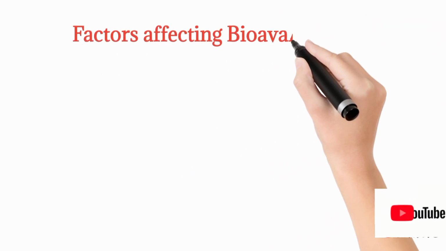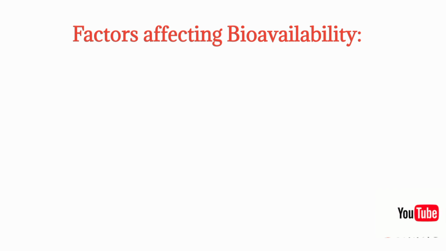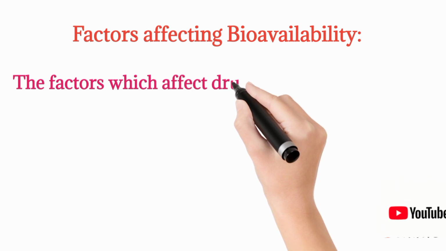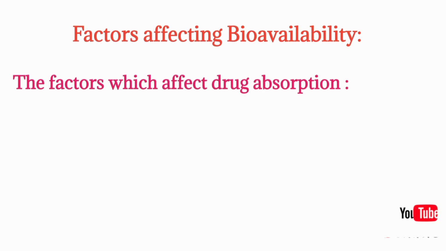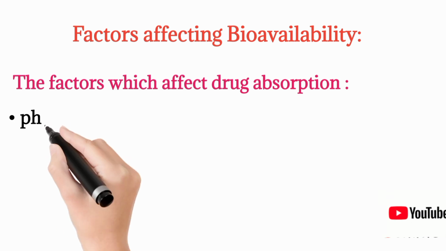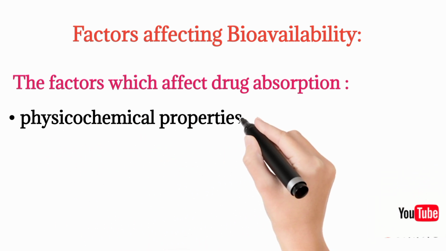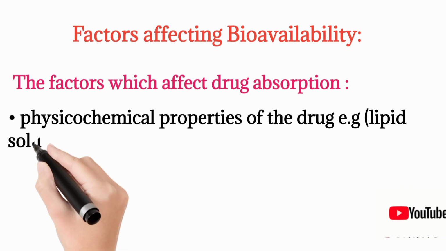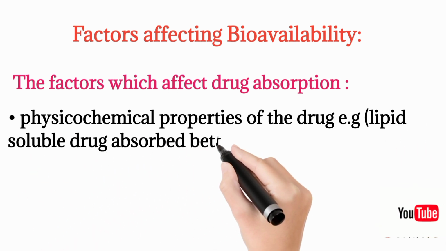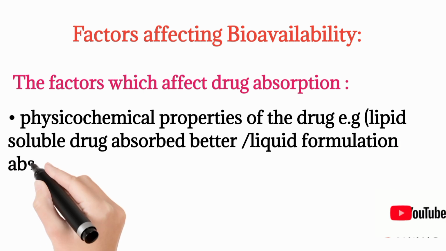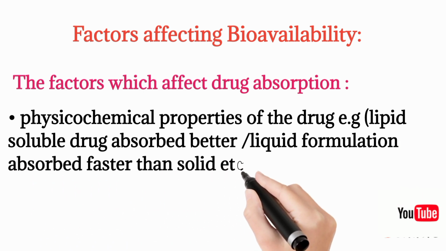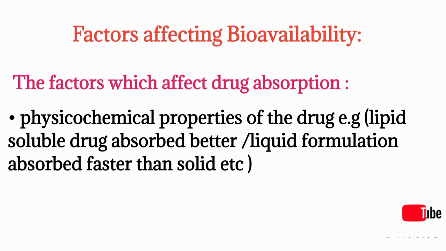Then we have factors affecting bioavailability. What are the factors which affect bioavailability? All the factors which affect the drug absorption will affect the bioavailability. These include physiochemical properties of the drug. For example, if the drug is lipid soluble, it will be absorbed better than the non-lipid soluble drug from the gastrointestinal tract or stomach. Moreover, liquid formulations are usually better absorbed than the solid form, for example, tablets. So these factors of the drug will affect the absorption, and hence they will affect the bioavailability, that is the effective drug concentration in the bloodstream.